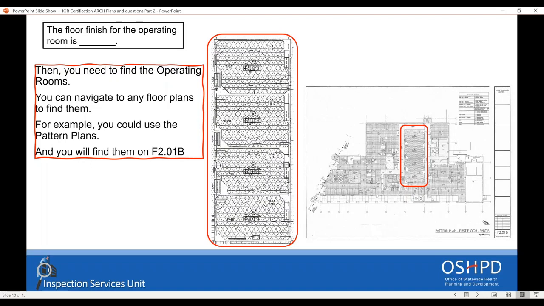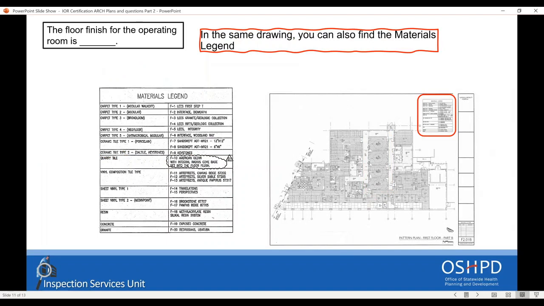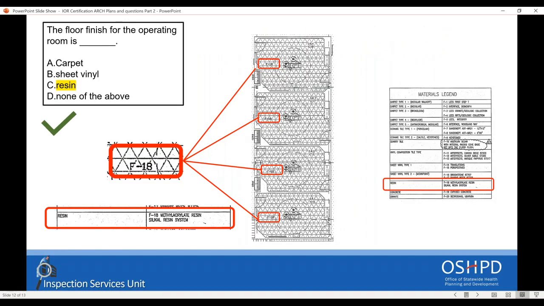So once you identify where the rooms are, you will go to the pattern room drawing, which is F2.01B. So at this point, you will see this OR, operating room. You see the hatch, but you see also a symbol, and the symbol is called F18. But what does it mean? You need to look on the top right, there is the material legend. And on the material legend, sometimes the material legend has the hatch, the pattern detail, and sometimes there is just the name of the floor pattern. In this case it is the F18. So what you need to do, you need to identify the F18 in the legend, and that is the answer. The answer is C.